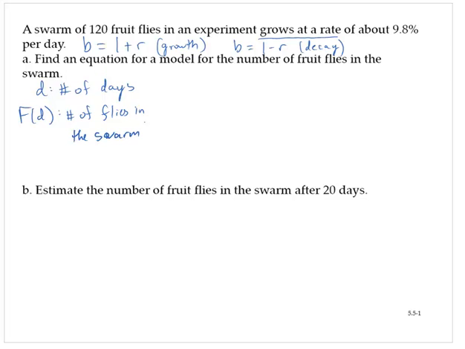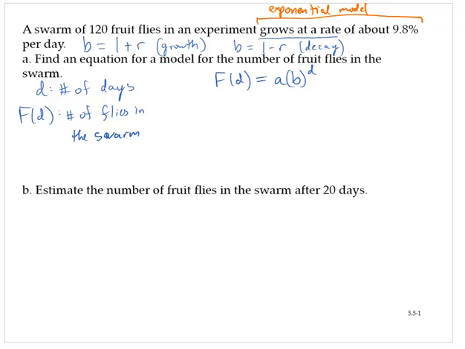My goal here is to write, since we have that growth rate as a percentage, that clues us into an exponential function. Whenever we see a growth or a decay rate, that clues you into using an exponential model. So I'm going to write F of D is equal to A times B to the D.